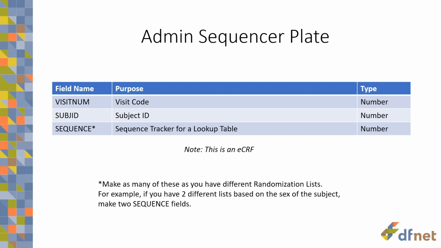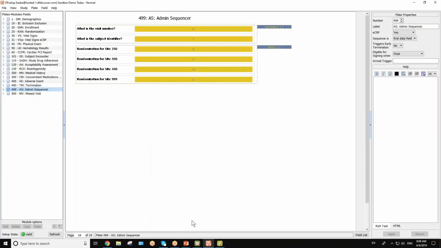So the first piece of the admin sequencer is the visit number, which is also essential to any plate, and the subject ID as well. And then the only other important field on here is the sequence field. So these will be those fields that track exactly how many people have been randomized in each lookup table. So you can create this as a regular plate with an actual background preset, or you can create an ECRF.